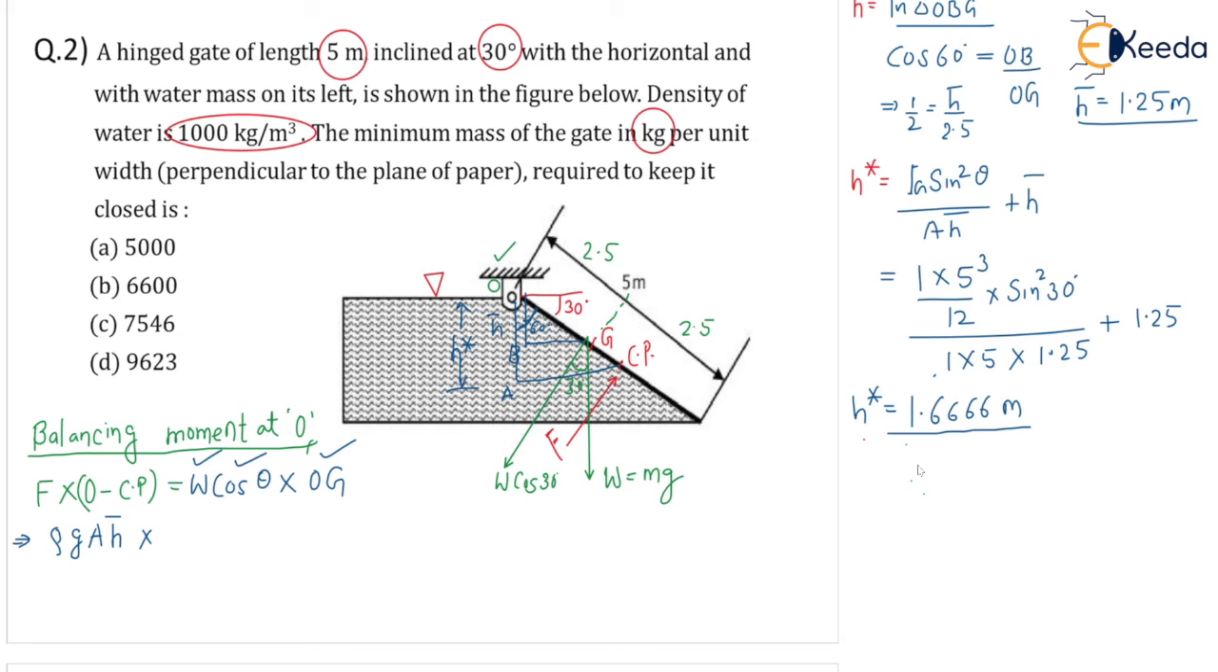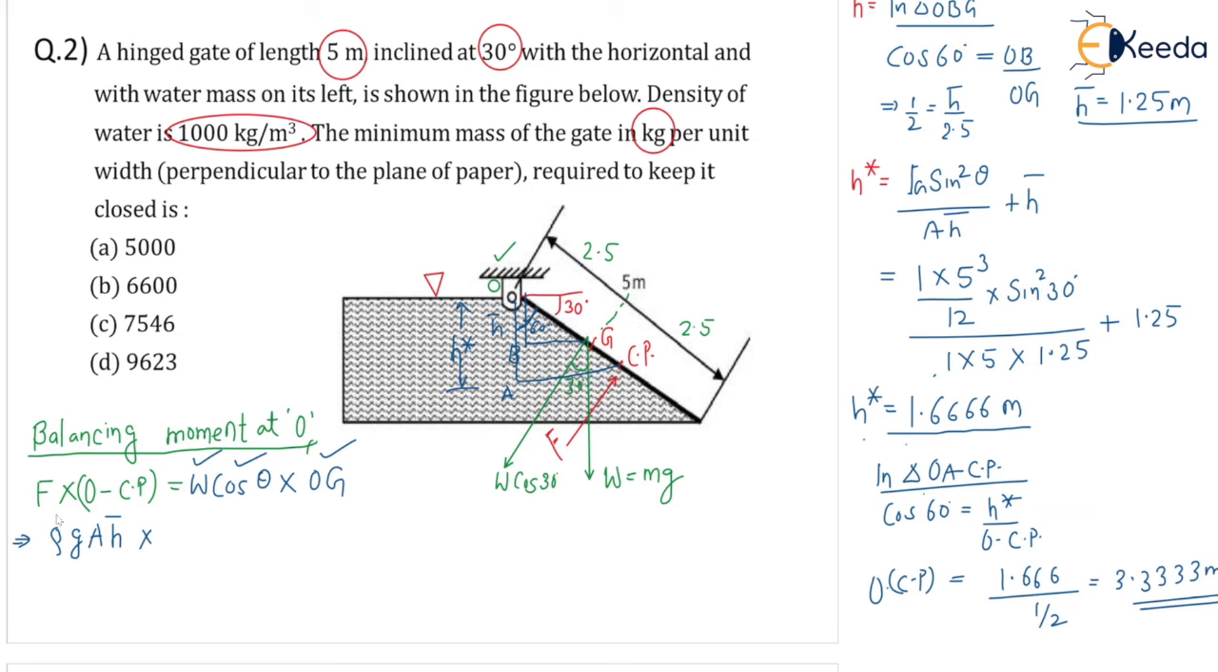Now OCP. We'll take another triangle. In triangle O A CP, cos 60 equals B by H, base by hypotenuse. B is your base, that is your H star, and the hypotenuse is your OCP, which we want to find out. So OCP distance equals H star, 1.666, by cos 60, which is 1 by 2. It comes to be 3.333 meter. That's all. Now everything is known. We just put the values and we'll get the answer. So this is your OCP value.